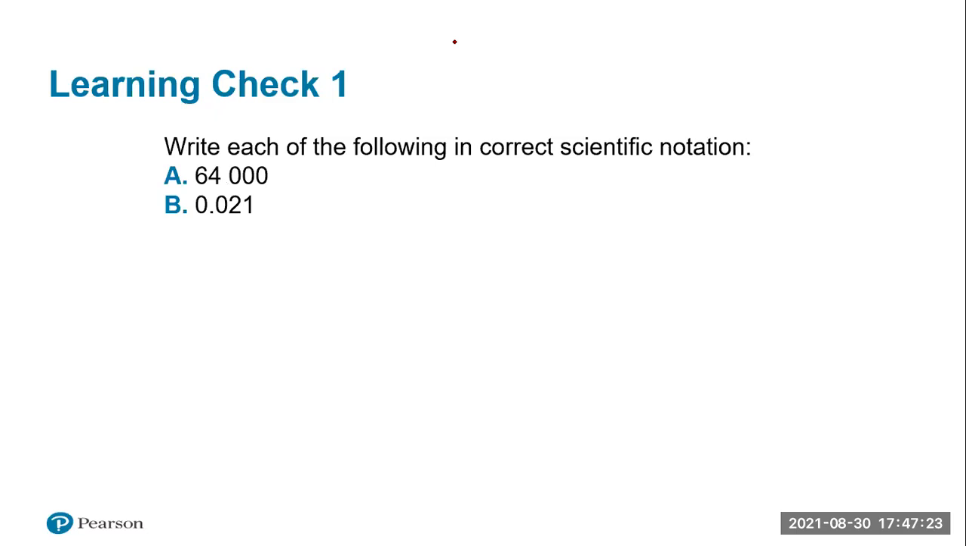If we wanted to write this in scientific notation, looking at these two, A, which is 64,000, although there's not a decimal point here, we would need to go 1 place, 2 places, 3 places, 4 places to the left, giving us 6.4 times 10 to the 4th. Remember, a larger number will have a positive exponent. Here, we would need to go to the right 1 place and 2 places, which gives us 2.1 times 10 to the minus 2. A smaller number should have a negative exponent. Any questions on those two?